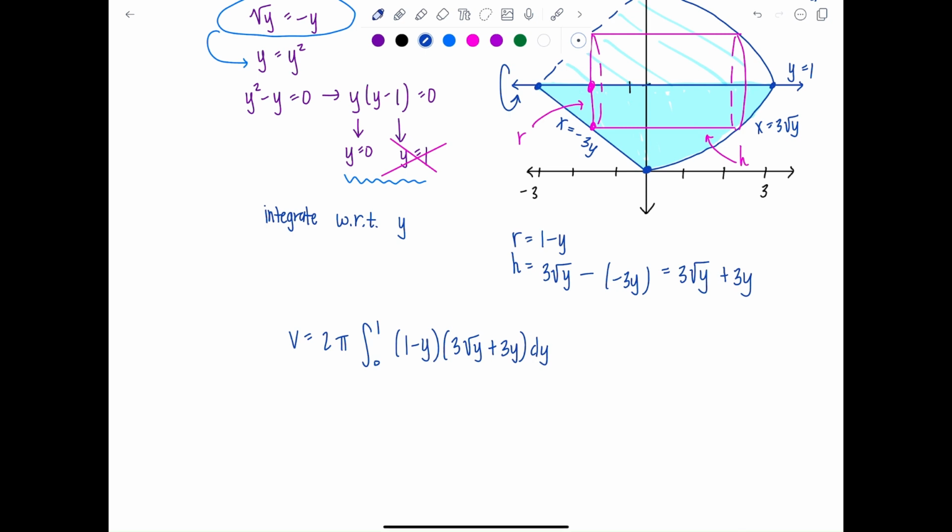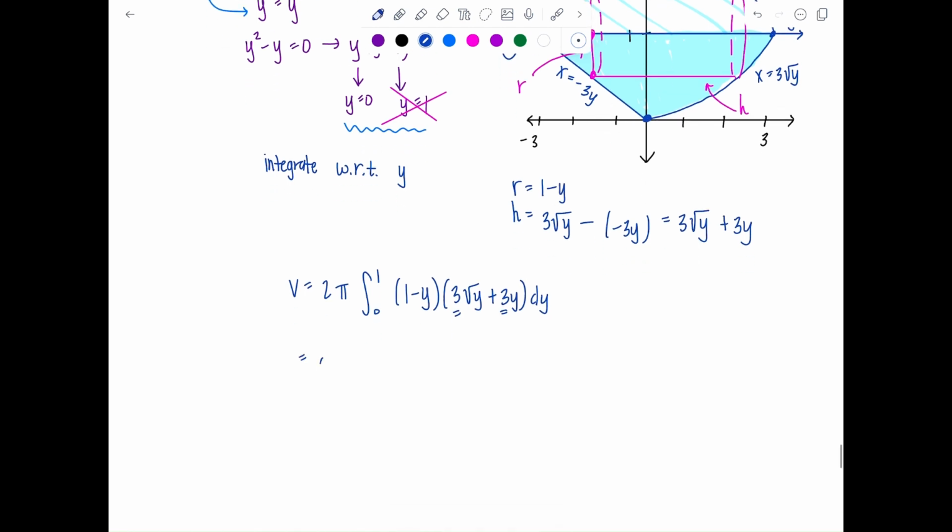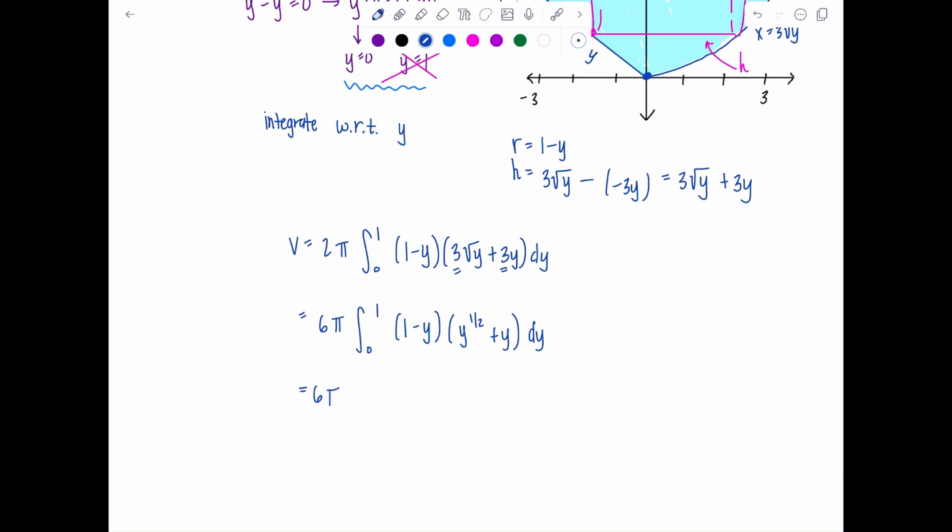Good? You know what I want to do immediately? I want to factor this 3 out. And then I'll have 6 pi times the integral 0 to 1, 1 minus y times, rad y is y to the 1/2 plus y dy. And I'm going to FOIL all this out now. So 6 pi integral 0 to 1, this is y to the 1/2 plus y minus y to the 3/2 minus y squared. Good?